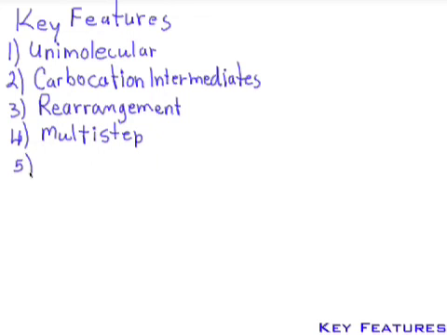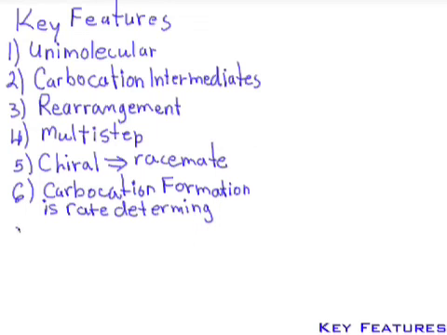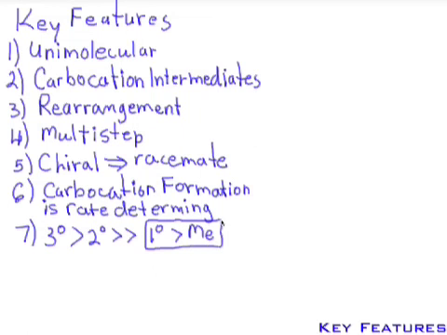Point 5. Chiral molecules give us a racemic mixture or a racemate. Point 6. The carbocation formation is rate determining. Point 7. Tertiary is faster than secondary, which is much faster than primary and methyl. Primary and methyl generally go by an alternative mechanism.